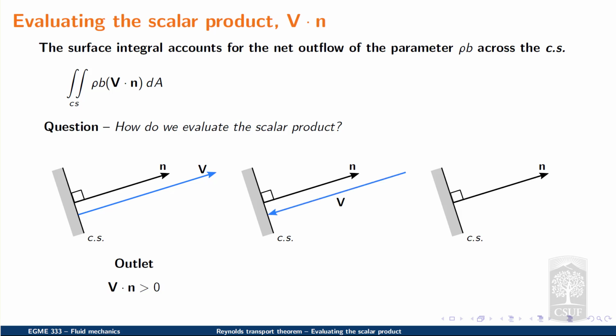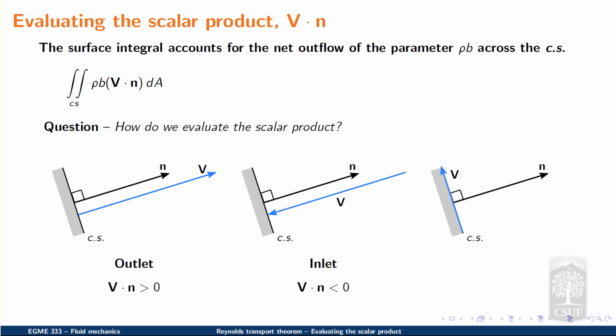The second case is when the velocity vector is pointing in the opposite direction of the unit vector. This situation is what we call an inlet, where v dot n is going to lead to a negative quantity. So in essence, the fluxes of mass, momentum, and energy are entering our control volume through the control surface.